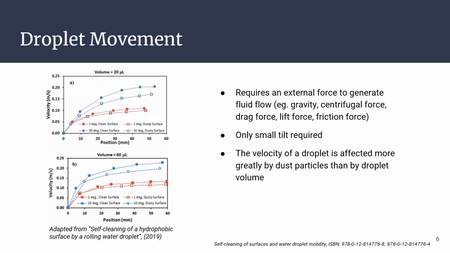The condition of the surface does seem to, though, since we can see that the dusty surfaces do slow down the droplets. The red lines are profiles from the 1-degree slope, which shows why superhydrophobic surfaces are so good in this application. Even with a 1-degree tilt, droplets can move with about half the velocity of a 10-degree slope, so it's very easy to keep the droplets moving and for self-cleaning to occur.